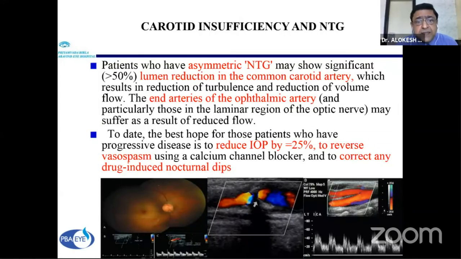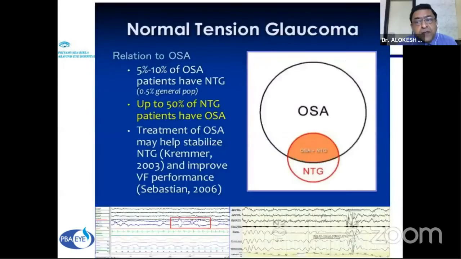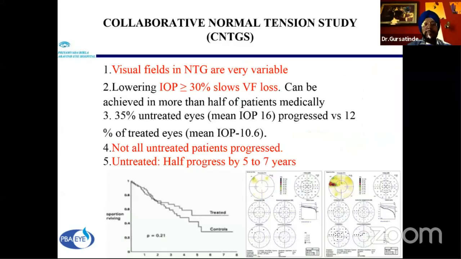It has also been seen that in asymmetric NTG, there is evidence of patients who have greater than 50% lumen reduction of the common carotid artery, and the ophthalmic artery, being the end artery, suffers from anoxia. In these cases, reduction of IOP by greater than 25% and reversing vasospasm is a goal. We also should think about the fact that up to 50% of patients with normal tension glaucoma have been described to have obstructive sleep apnea, which also plays a role in the anoxia of the optic nerve.